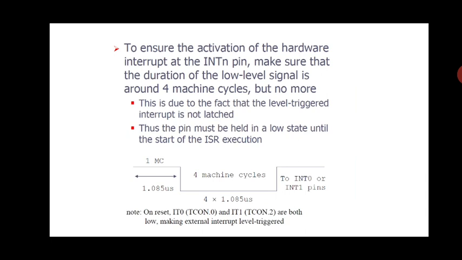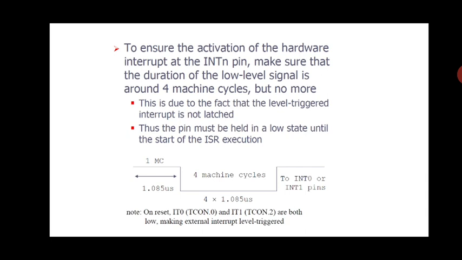This is due to the fact that the level triggered interrupt is not latched. As we know, one machine cycle for 8051 is comprised of a time of 1.085 microseconds. For four machine cycles, it is a sampling cycle, so the sampling time given is 4 into 1.085 microseconds. It will stay at this level, sampling, so that it catches any occurrence of an interrupt.